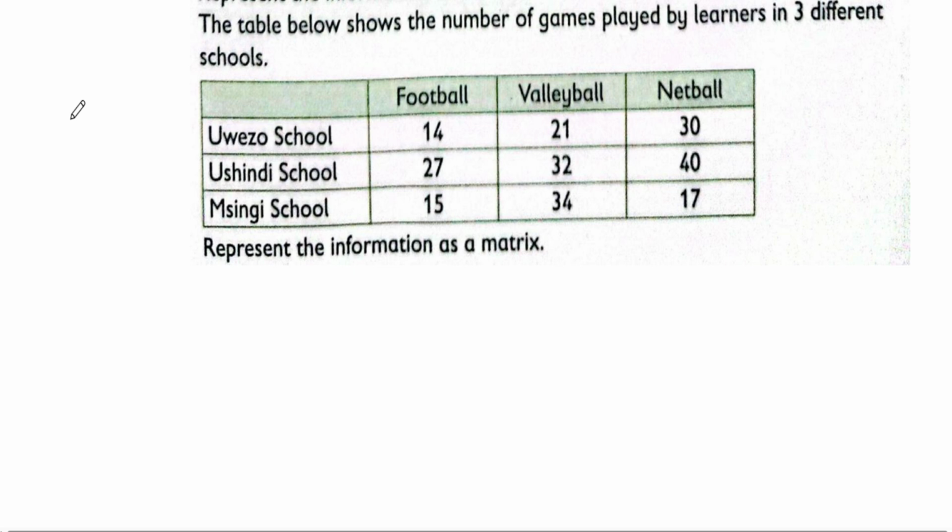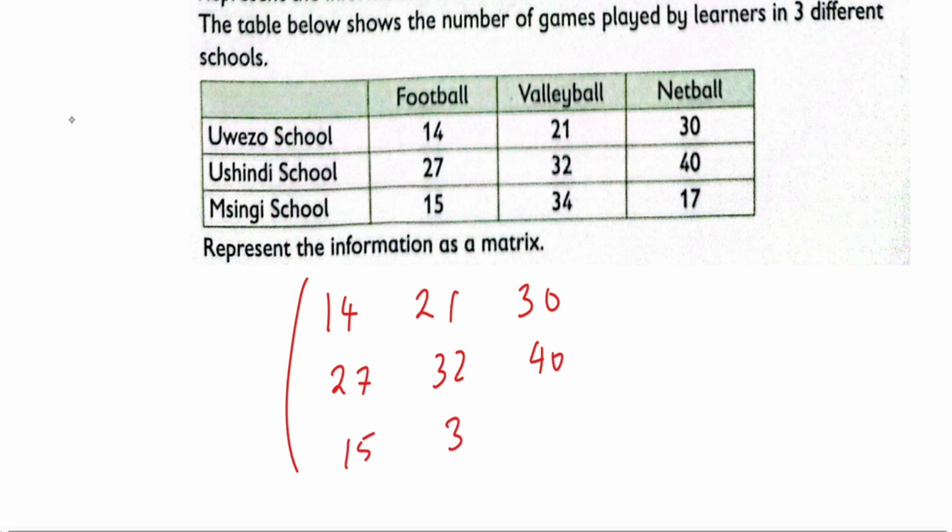You can try this question out. You've been told that the table below shows the number of games played by learners in 3 different schools. There's Shinji school, Msingi school, football, volleyball, netball. Represent the information as a matrix. Pause the video and try it out by yourself. Again, it's easy. So let me write it this way: 14, 21, 30. We have 27, 32, 40, 15, 34, and 17.